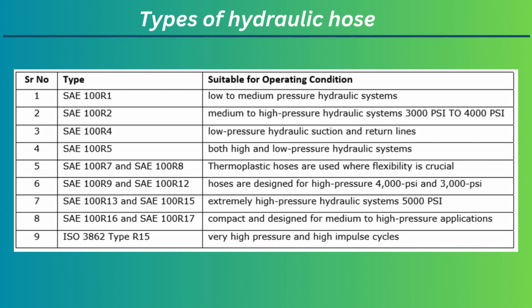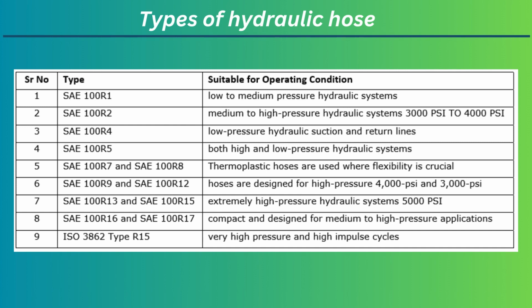SAE 100R2. Suitable for medium to high pressure hydraulic systems, 3000 psi to 4000 psi. 3. Type. SAE 100R4. Suitable for low pressure hydraulic suction and return lines. 4. Type. SAE 100R5. Suitable for both high and low pressure hydraulic systems. 5. Type. SAE 100R7 and SAE 100R8.